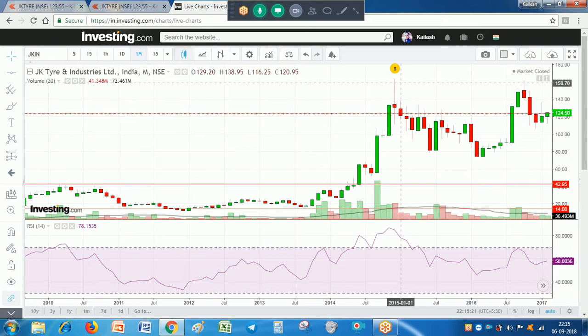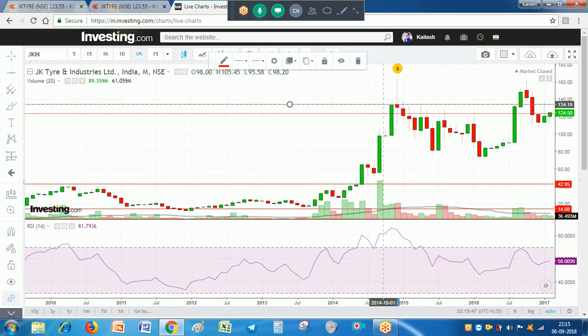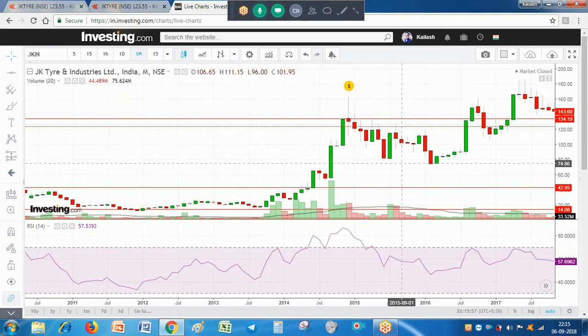Okay, friends. So you could see this level now acted as a resistance. In the monthly chart, it has made up to 163, but the closing was somewhere around 130.50. So this level acts as a fresh resistance for the stock. I will take one more line to mark this level of 130, 134 somewhere. So this is a fresh resistance for the stock. It faced resistance because it made a fresh lifetime high.